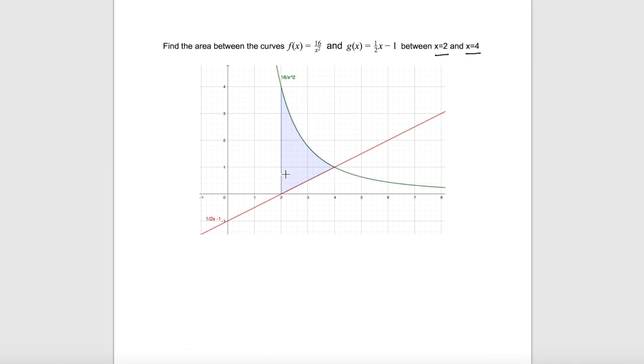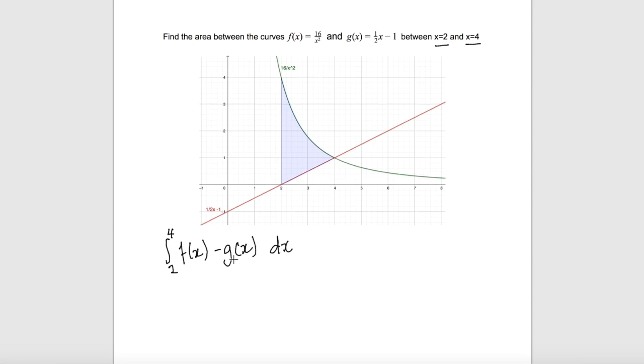And what the question is asking us to do is to find the integral between 2 and 4 between these two graphs. So the way we're going to have to set that up is it's going to have to be the integral between the lower bound of 2 and the upper bound of 4, and then it's going to be the upper function, which is f of x in this case, minus g of x dx. Okay, so what does that look like?